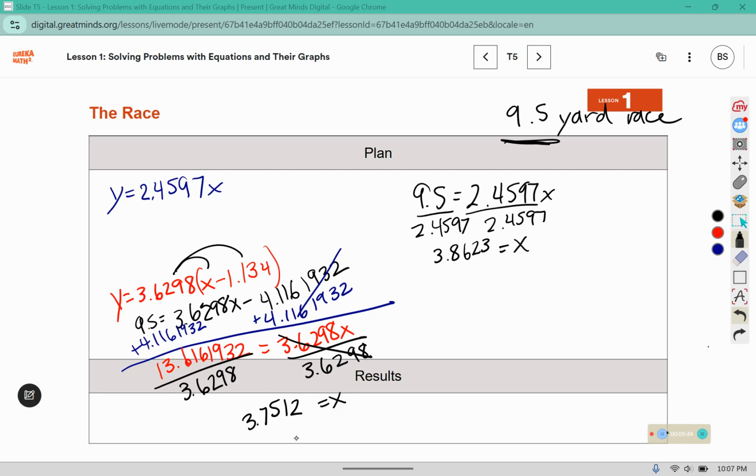So the results, if they both are reaching 9.5 yards: this one reaches it in about 3.75 seconds, and this one reaches it in about 3.86 seconds. So my results predict that the second car will win because it reaches 9.5 yards sooner than the first car. Now, some assumptions that we made here are that they are traveling at a constant speed and they're both traveling the same distance, which, depending on whether the car takes a curve or speeds up or slows down, can change our results.